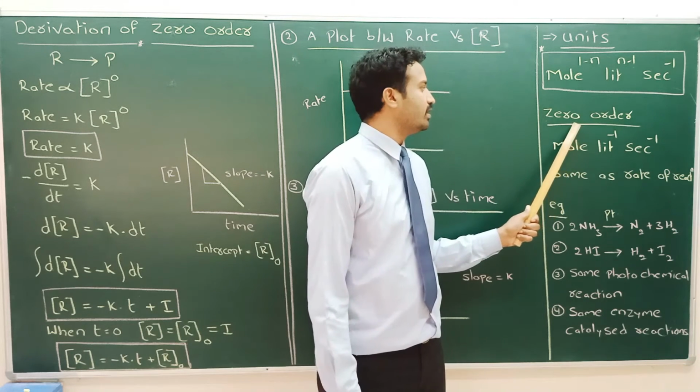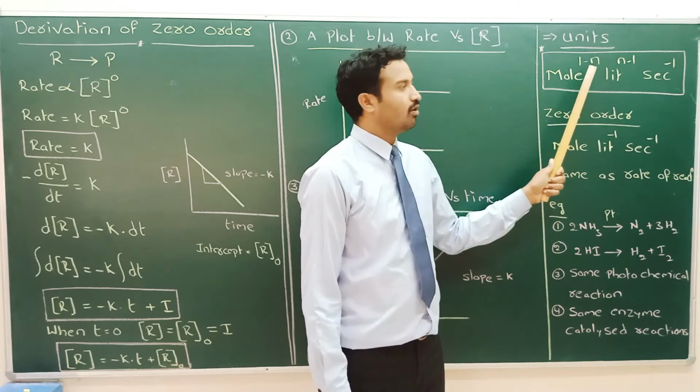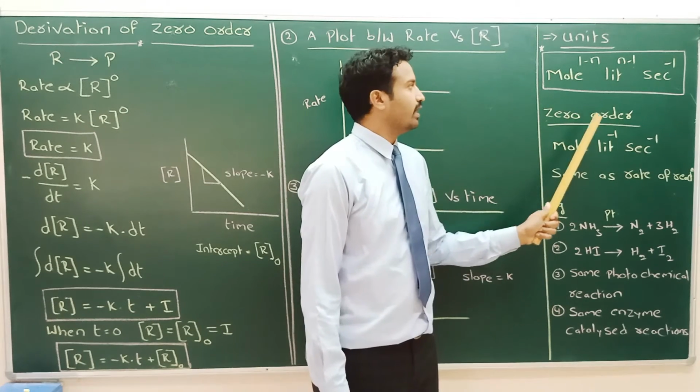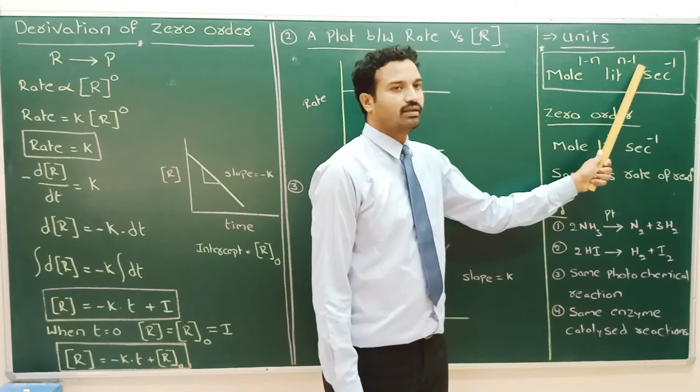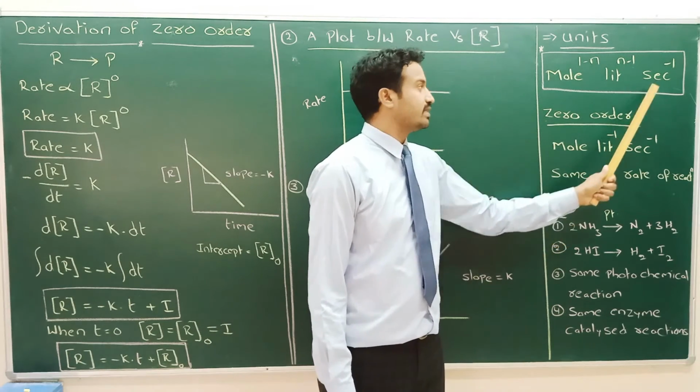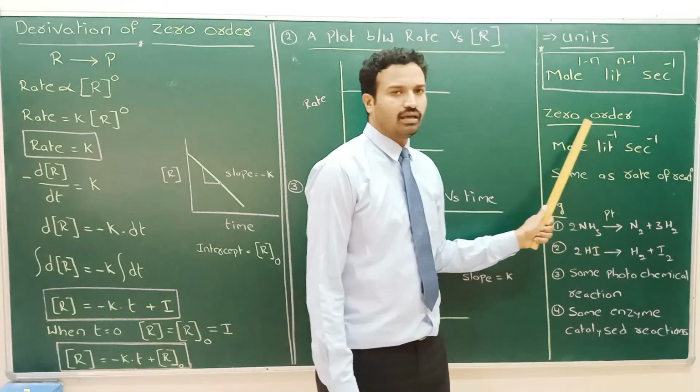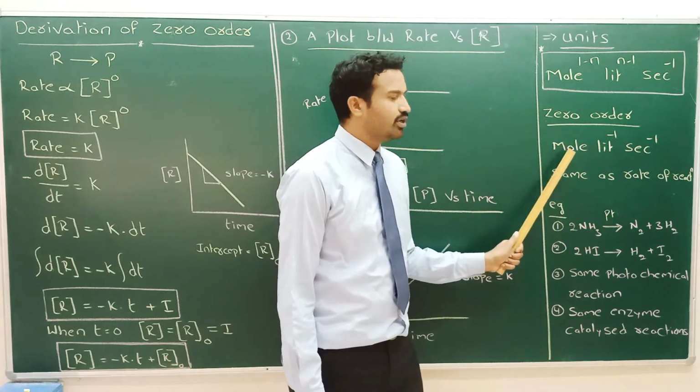Here it is zero order, so the n value is 0. Mole to the power of 1 minus 0, the value is 1, mole. Liter to the power of 0 minus 1, the answer is minus 1. Second inverse. So this is the zero order rate constant units. The same units apply for rate of reaction also.